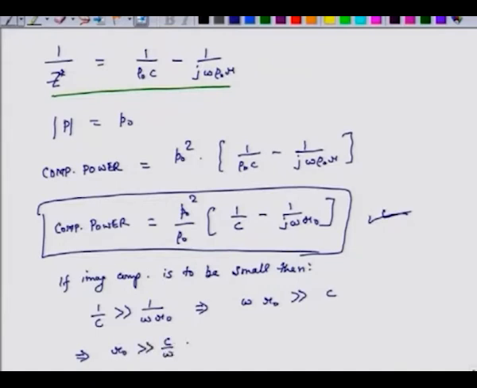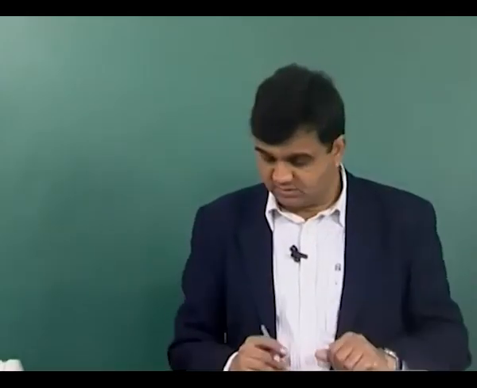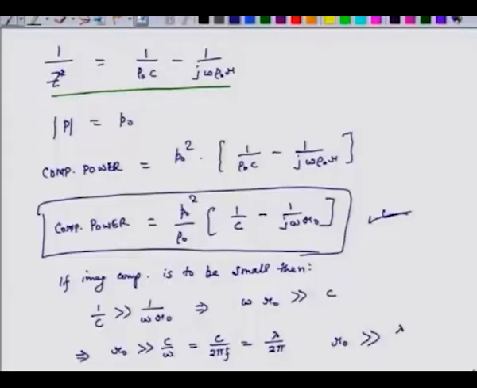And c over omega equals c over 2 pi f, and c over f is wavelength. So, lambda over 2 pi. So, the condition for the imaginary component to be very small is that r naught, which is the radius of the sphere which is emitting these sound waves, is very large compared to lambda over 2 pi, or roughly 1/6 of the wavelength of sound waves which are being emitted by the radial source.